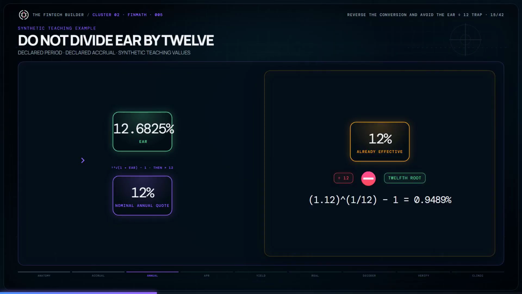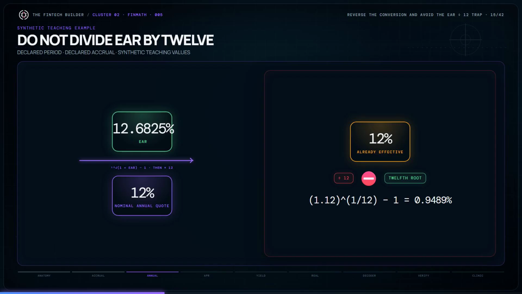The conversion also works backward. If the effective annual rate is 12.6825% and the quote compounds monthly, take the 12th root of 1 plus the effective rate, subtract 1, then multiply by 12. That recovers the 12% nominal annual quote. But if 12% is already an effective annual rate, dividing it by 12 does not produce the equivalent monthly rate. The equivalent monthly rate is the 12th root of 1.12 minus 1, approximately 0.9489% per month.